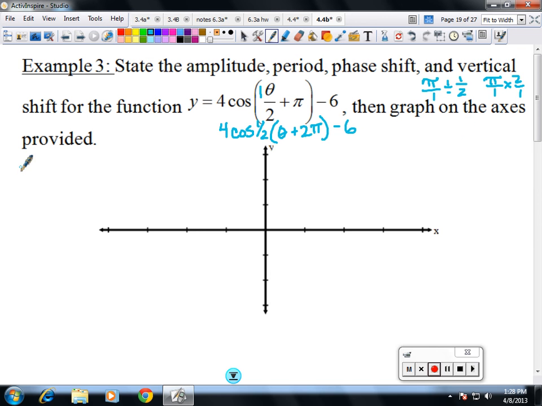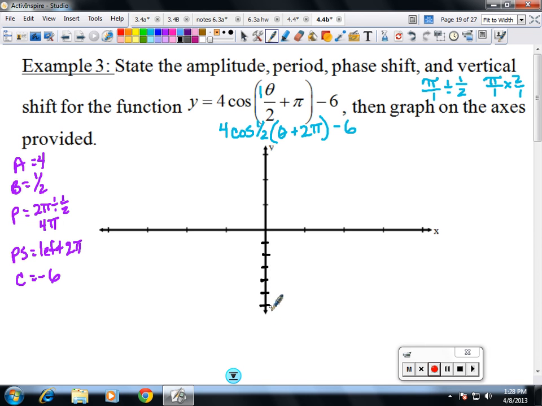So, let's see. Let's get a different color. A is 4. B is 1/2. P is 2 pi divided by 1/2, or 2 pi times 2, which is 4 pi. The phase shift is left 2 pi, and the center is -6. I'm going to go ahead and double these up. 1, 2, 3, 4, 5, 6. I'm going to have to go down 6, then my amplitude is 4.